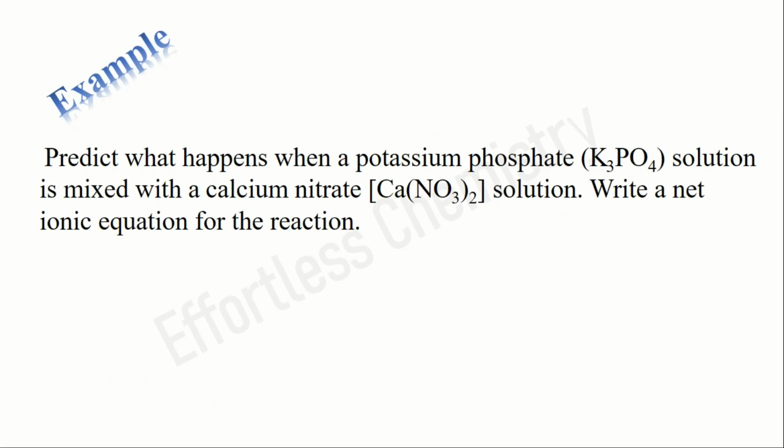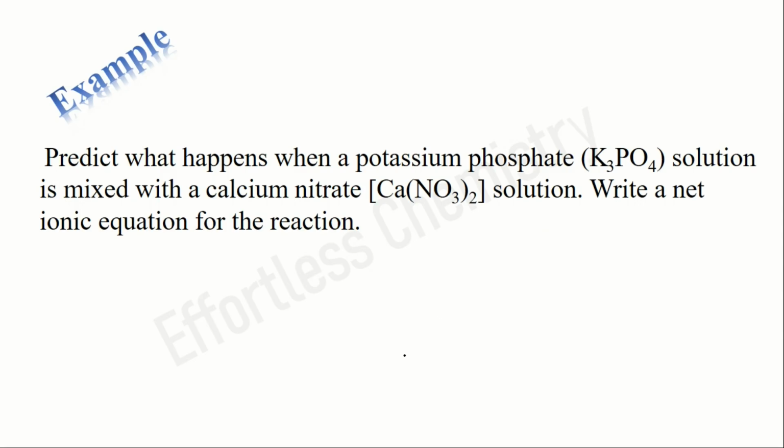Predict what happens when a potassium phosphate solution is mixed with a calcium nitrate solution, and write the net ionic equation for the reaction. To predict whether this reaction leads to a precipitate, you can get help from the previous table that we have used for our examples.